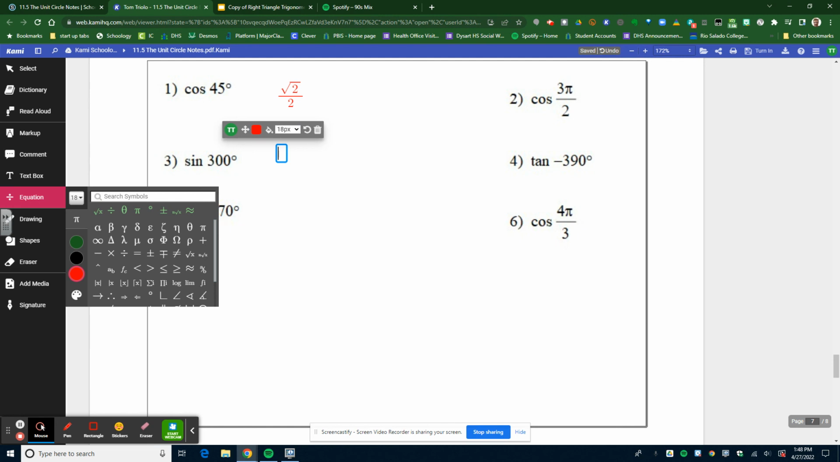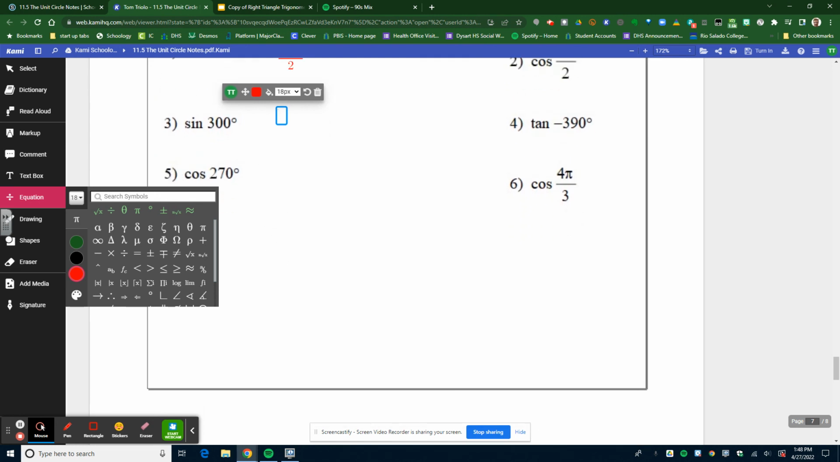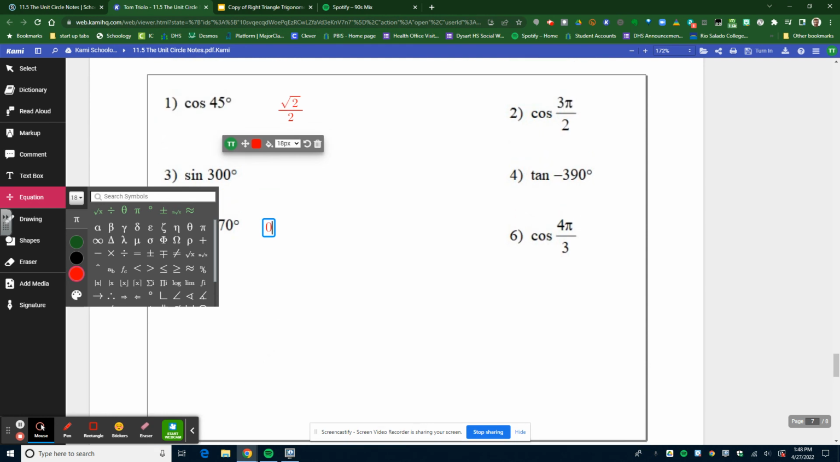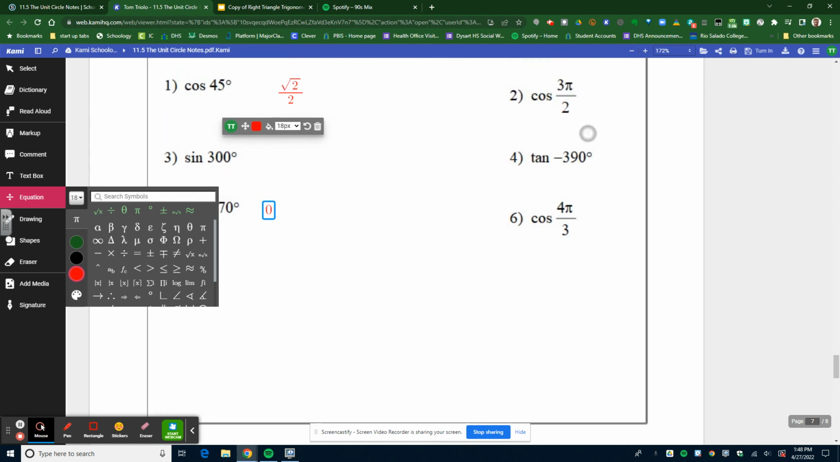All right, 300. Didn't we do this one already? Sine 300. Yeah, we did. Okay, so we'll skip that one. How about cosine of 270? Santiago? How about cosine of 3 pi over 2? Because it's the same angle. 270 is the degree measure, and 3 pi over 2 is the radians.